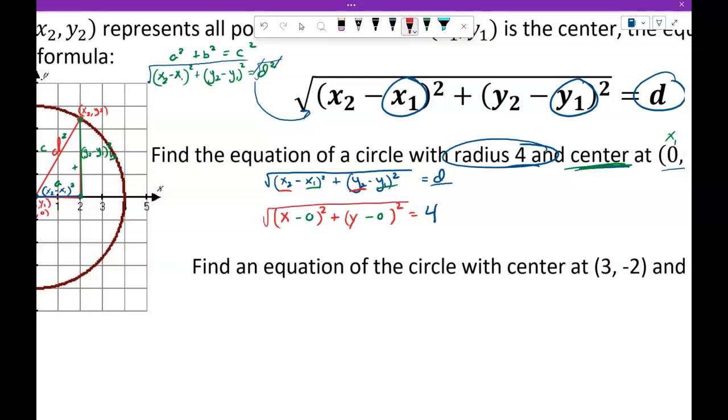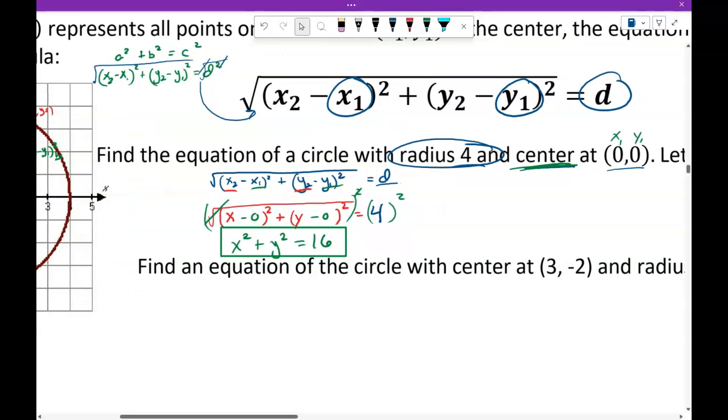So again, in order to get rid of the square root, we square both sides to clean it up. That helps get rid of that ugly radical in our equation. And if I have x minus 0 squared, that's just the same as x squared plus y squared equals 16. And this is the standard form of the equation for a circle that has a radius of 4, and its center located at 0, 0.